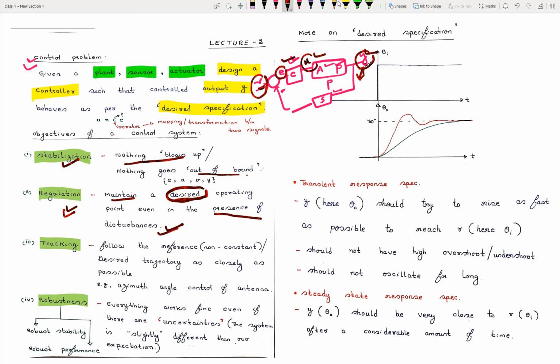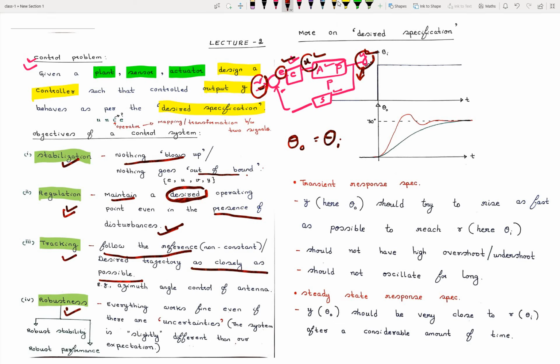Tracking. As explained in lecture 1, we want output angle theta naught equal to theta i. It means the output should follow the reference as closely as possible. This is known as tracking.